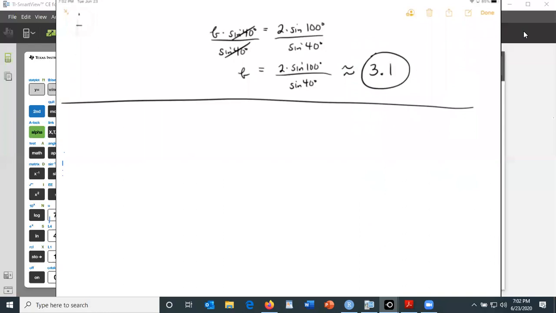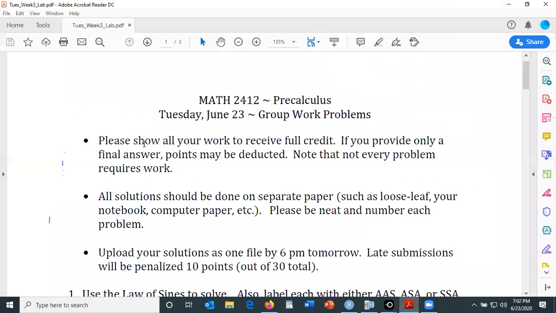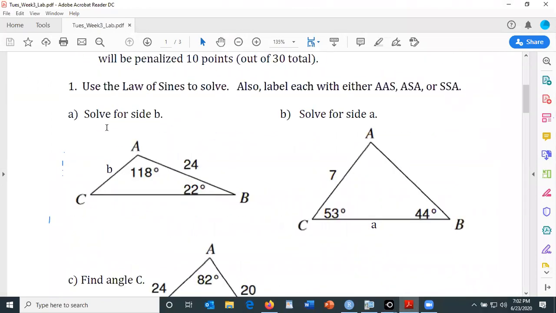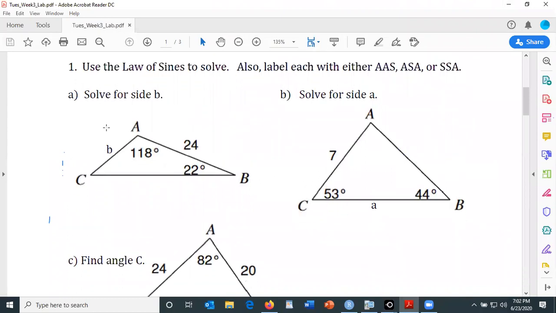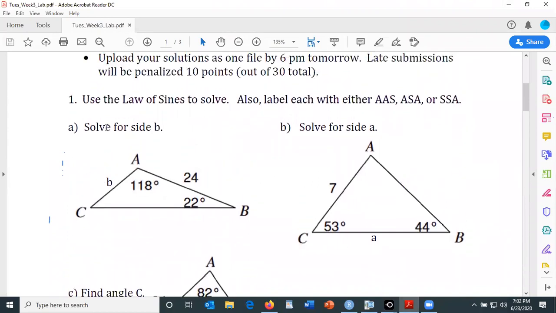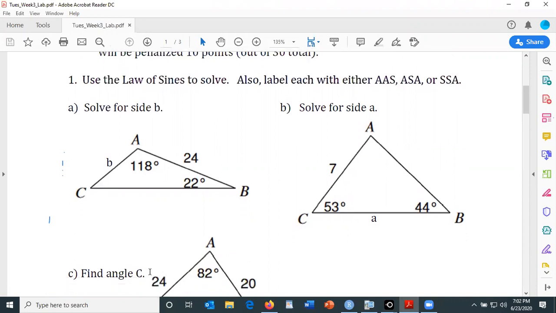All right, so I think what we'll do right now is do our first group work. If you haven't downloaded it, it is under group works, where it normally is, under labs rather. And you'll be doing number 1 only, using the law of sines to solve. Also make sure you label each one with AAS, ASA, or SSA based on the information that's given at the start. In these 3 problems, you don't have to solve for everything. Notice problem A, I'm only asking you to find the length of side B.